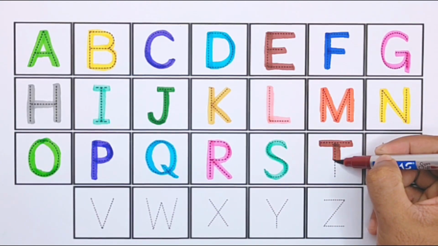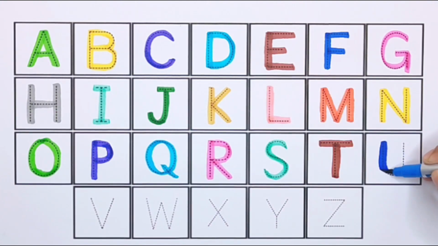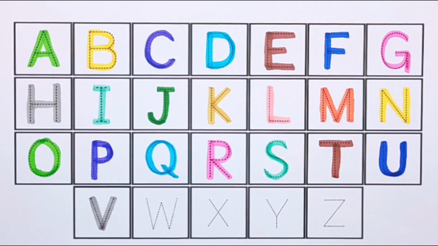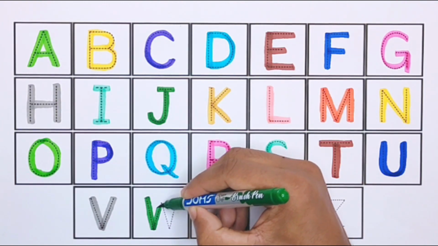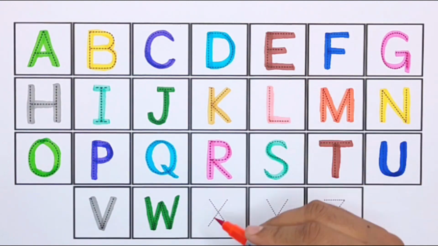T for train. Blue color. U for umbrella. Gray color. V for vegetables. Dark green color. W for watermelon. Red color.